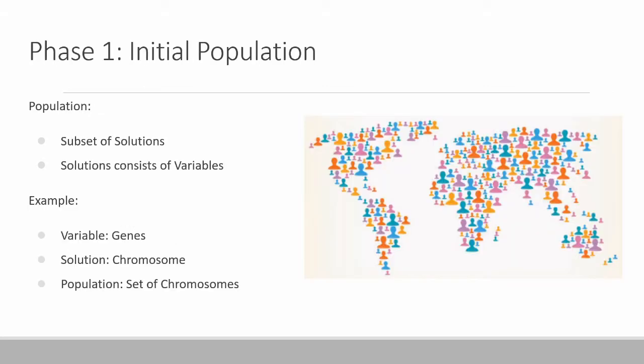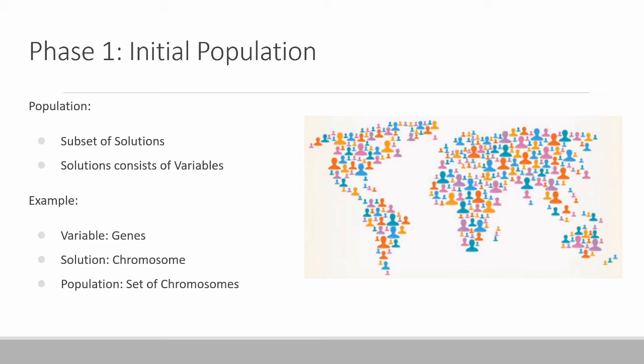Before we jump into the 5 phases of a genetic algorithm, I will first explain to you the term population. A population is a subset of solutions which are made up of variables. You can think of a population as a set of chromosomes for a species, where each individual chromosome has a solution and a gene that makes up the chromosome as a variable. Now that you understand what a population is, let's dive right into the phases.